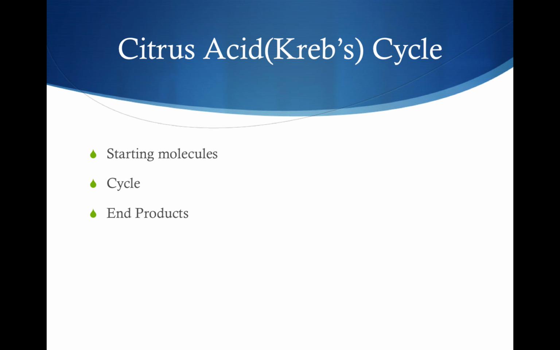Next up, we're going to go into the citric acid cycle, or the Krebs cycle, and the starting molecule will be acetyl, which will be combined with oxaloacetate, but acetyl-CoA comes from the oxidation of the pyruvate molecule in the mitochondria.